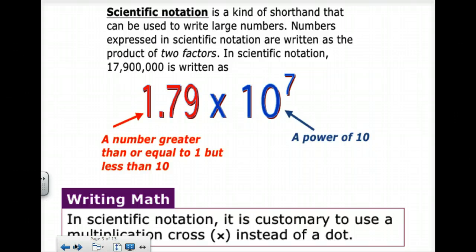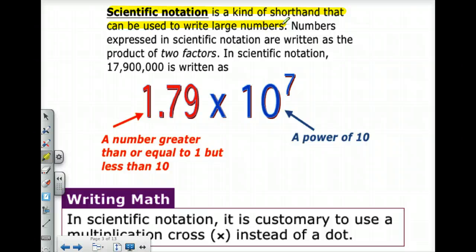So, scientific notation is a kind of shorthand that can be used to write large numbers. Now don't forget, this can also be used to write very, very small numbers, so you should add that in. A shorthand to write very large and very small numbers.